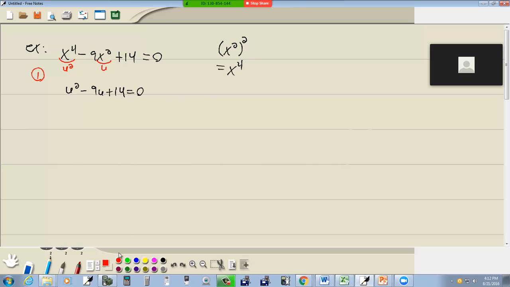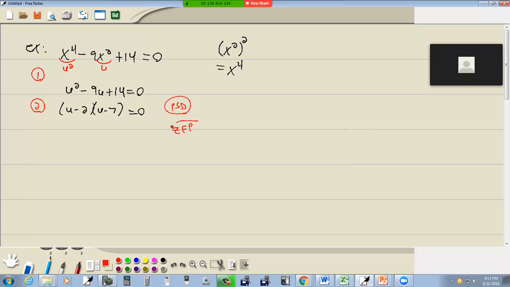Now the idea behind this is that after you do your u substitution, it's now quadratic. And we can use one of the methods we looked at earlier. This one will factor. This factor is using the PSD. And factors as u minus 2 times u minus 7 equal to 0.